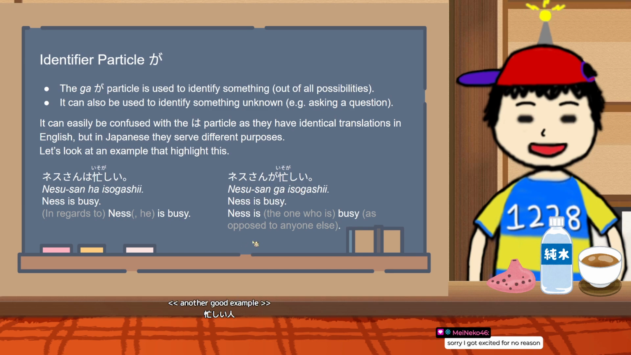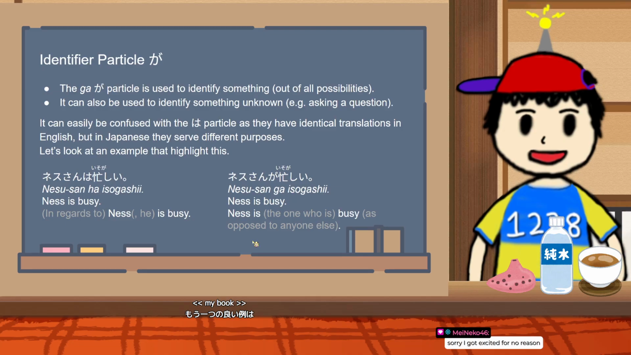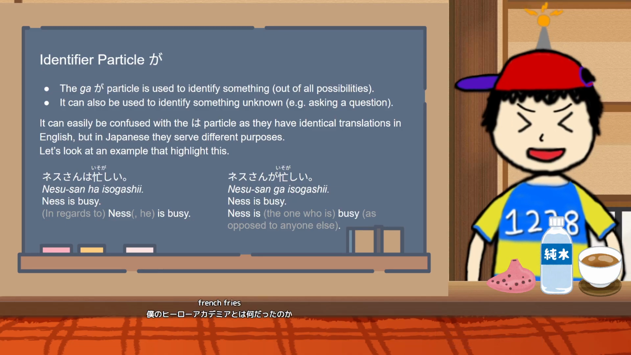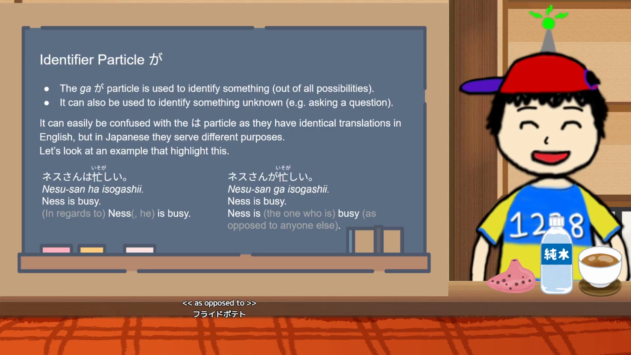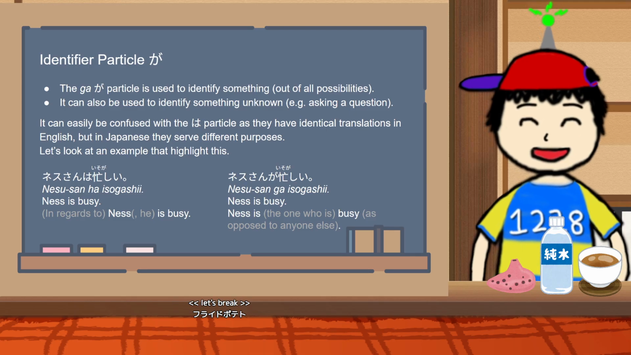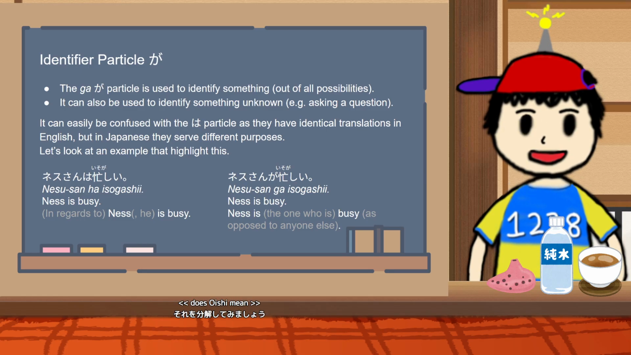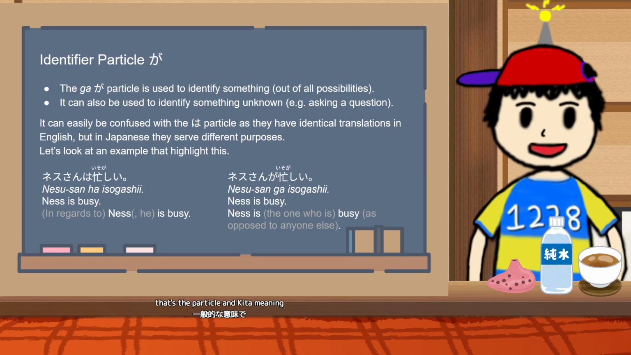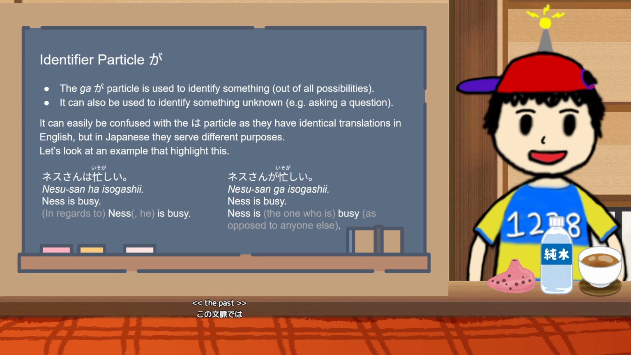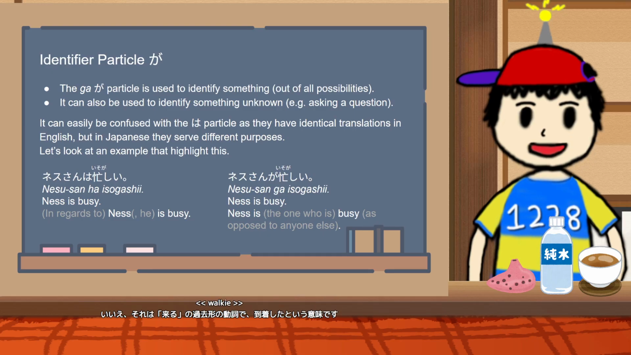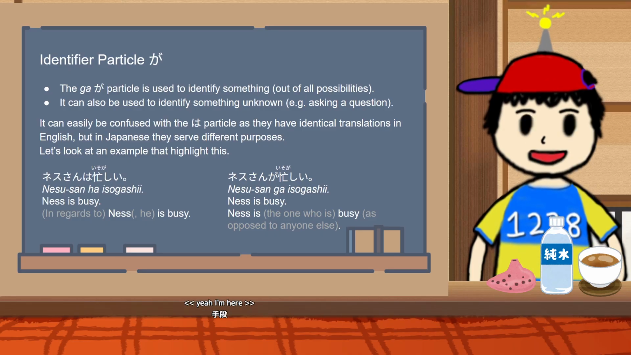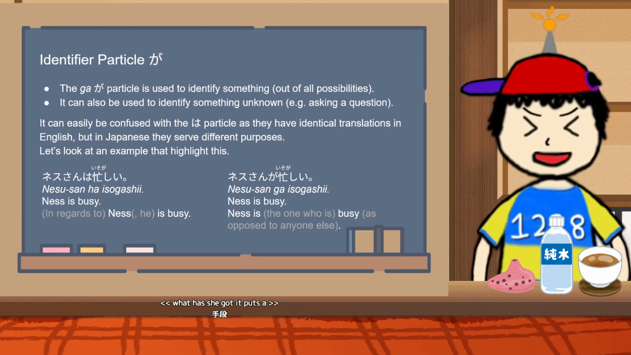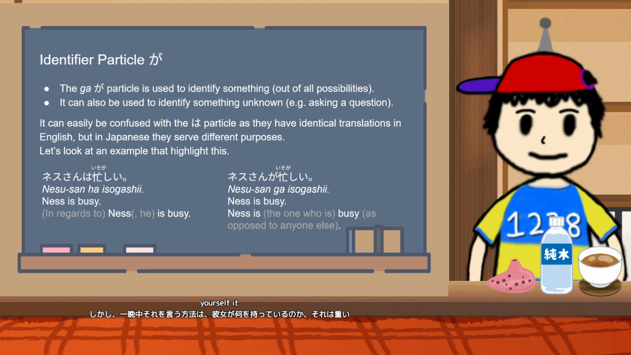Another good example is All Might from Boku no Hero Academia, or My Hero Academia. His catchphrase, Watashi ga kita, as opposed to Watashi wa kita. Let's break that down. Watashi means me or I, in a general sense. Wa or ga, that's the particle. And kita, meaning has arrived in this context. So that is the past tense verb for to come, meaning I have arrived, or I came. Watashi wa kita means I'm here, I've arrived. But the way All Might says it, Watashi ga kita, puts a heavy emphasis on himself. It is All Might who has arrived.